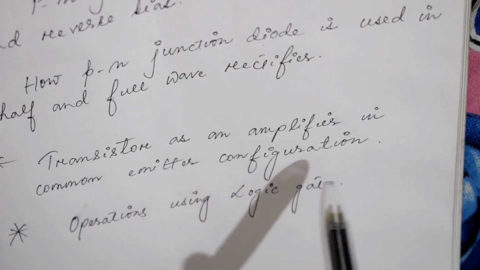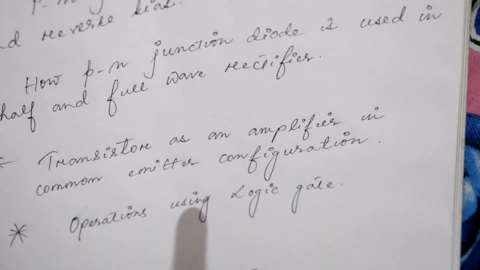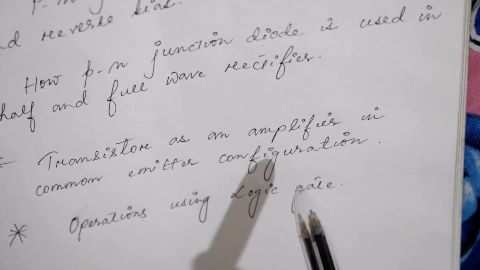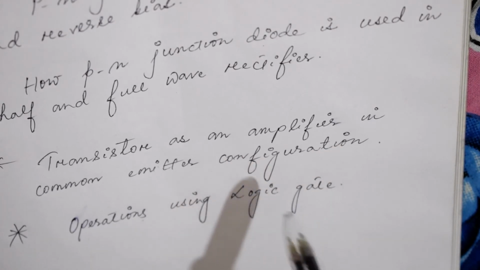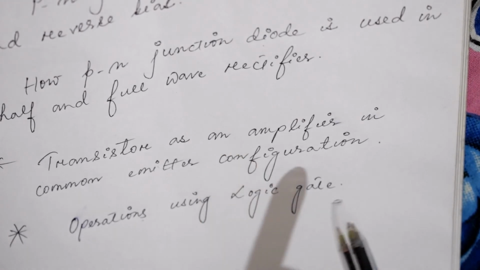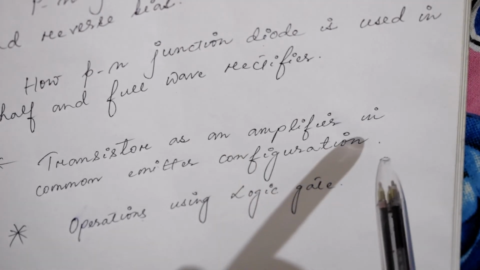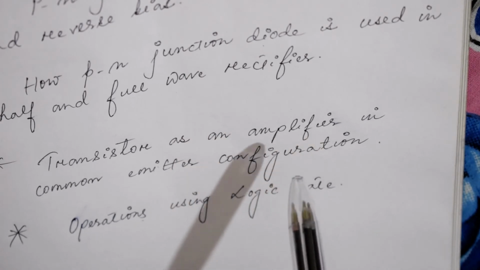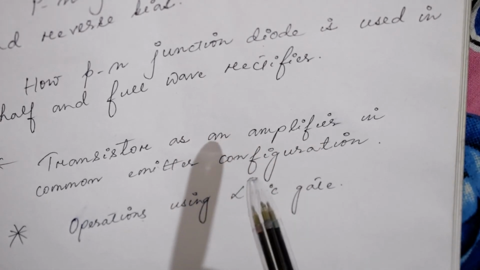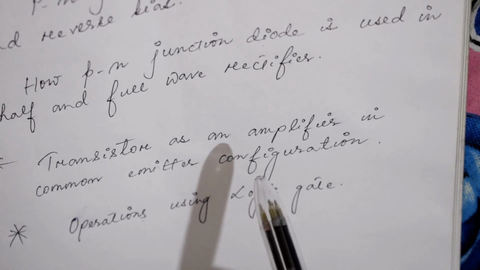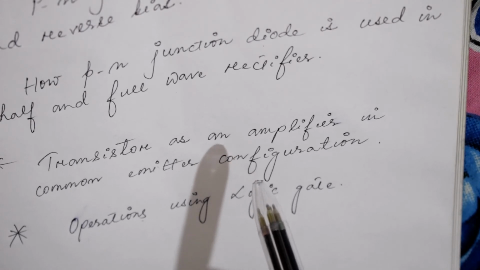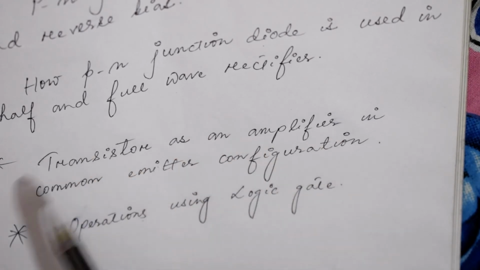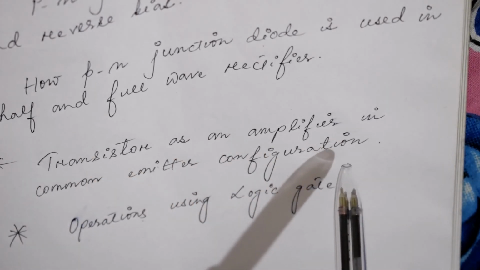In common emitter configuration. How can we use a transistor as an amplifier in common emitter configuration, that is when the emitter is grounded. Also you can see the transistor parameters in this topic, that is the alpha and beta values, and the IC and IB, and what is the relationship between IC, IE and IB in this topic. So this is also an important topic.